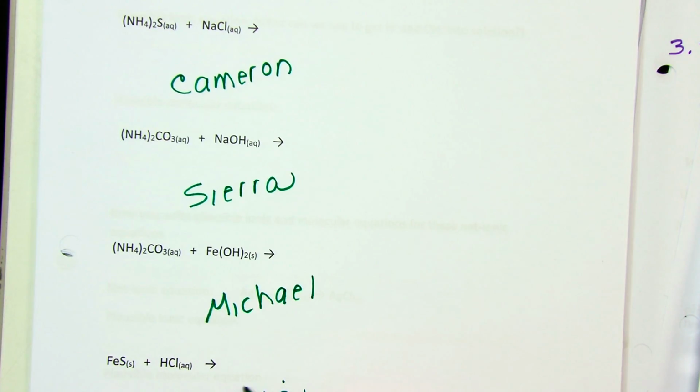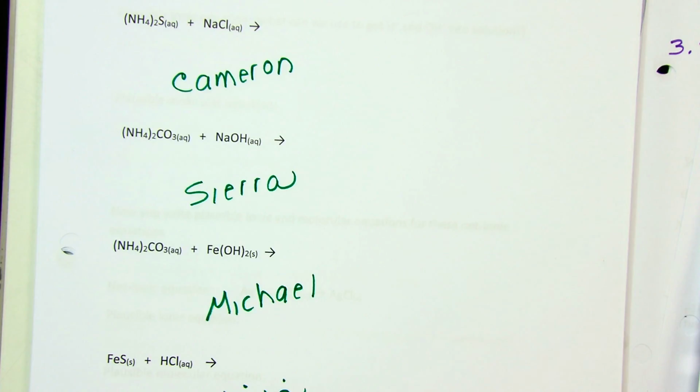So all the groups get together and do all 4 of these, and then you put your assigned one on a board and put it up on the front. So go ahead and do these with your groups.